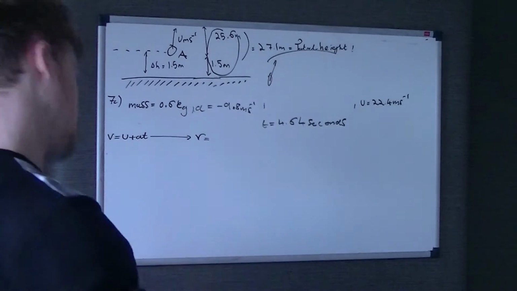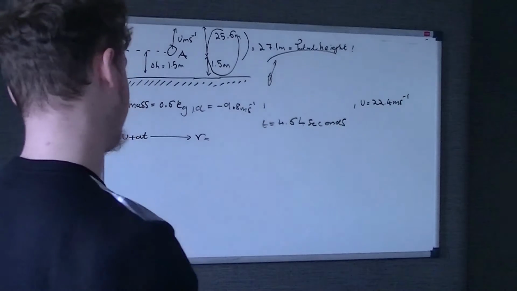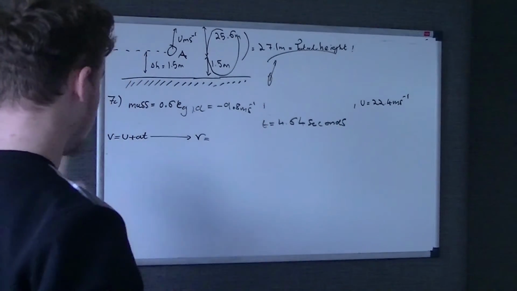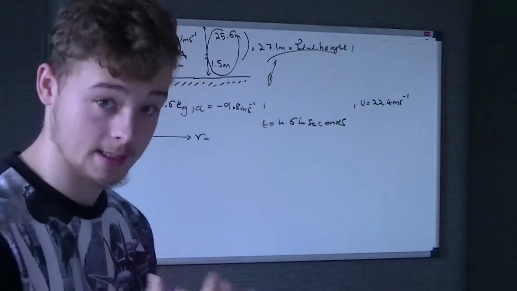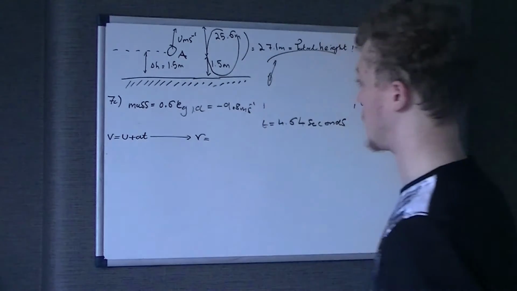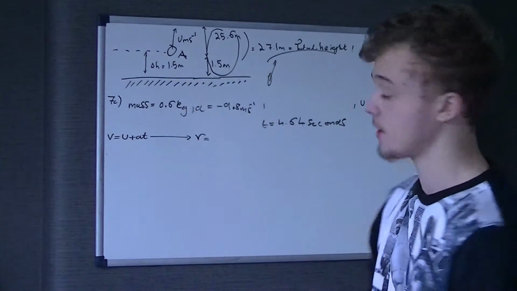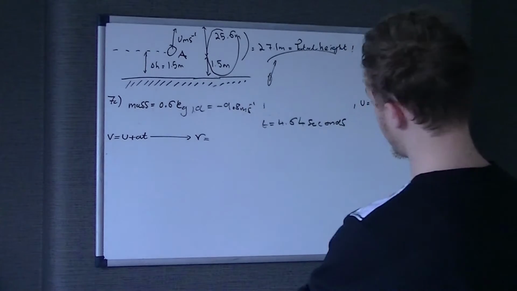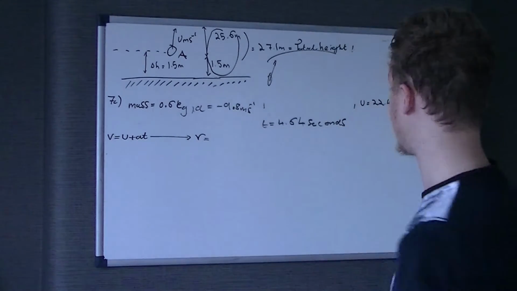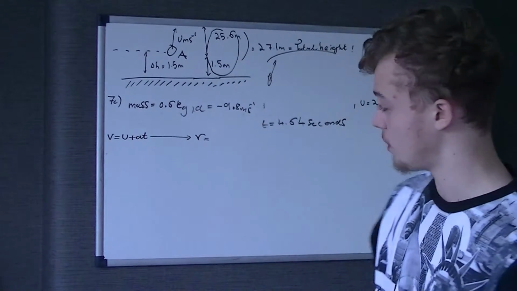Now, the first thing we need to know is what speed the ball hit the ground with before this force was applied. We know the acceleration, which is the acceleration due to gravity, 9.8 meters per second squared, or negative 9.8 in this case. We know the time is 4.64 seconds to 3 significant figures, and we know the initial speed was 22.4 meters per second, which we calculated previously.